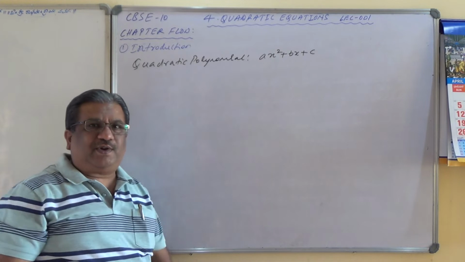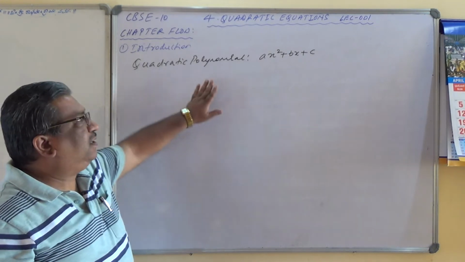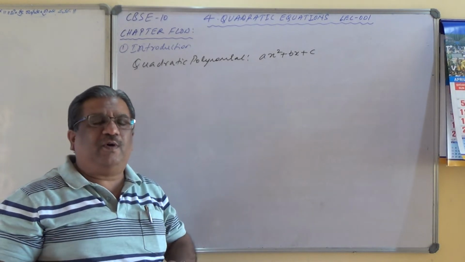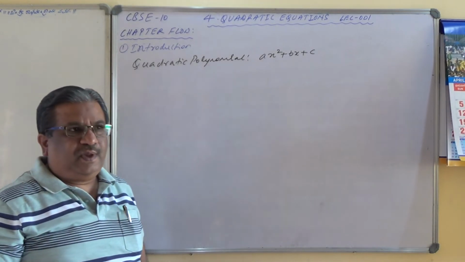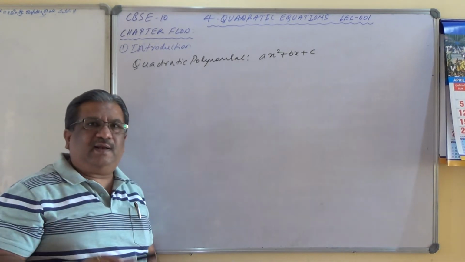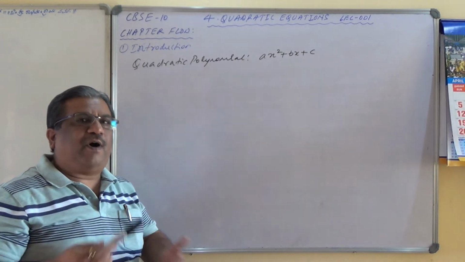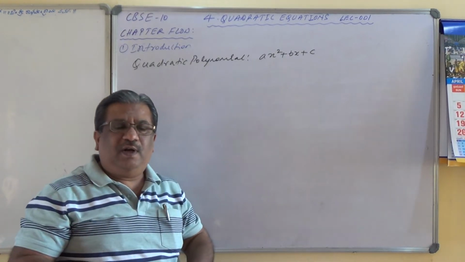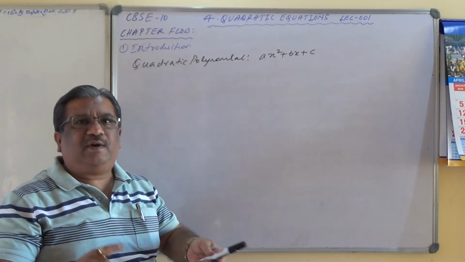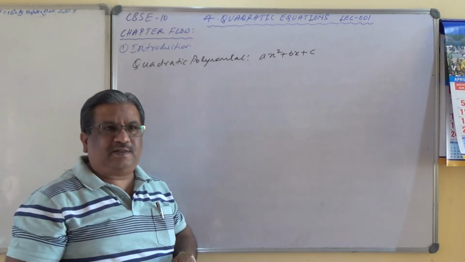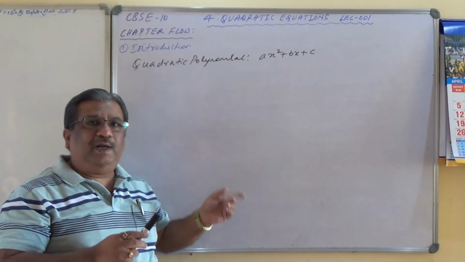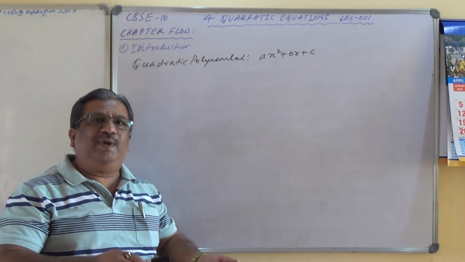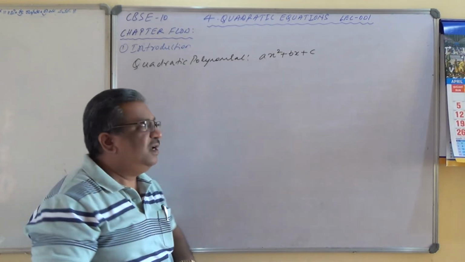Now what is a quadratic equation? See, generally quadratic polynomials are algebraic expressions which do not contain an equality sign, whereas quadratic equations contain an equality sign. So how do you form the quadratic equations? When the quadratic polynomial is equated to 0, the quadratic polynomial becomes a quadratic equation. I hope you are understanding. So I write that first.